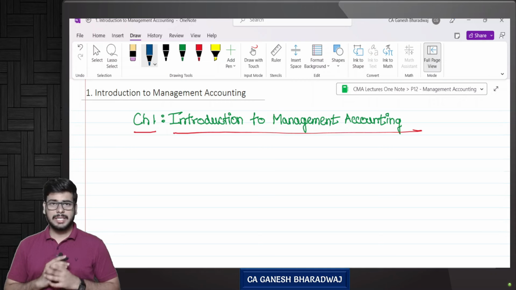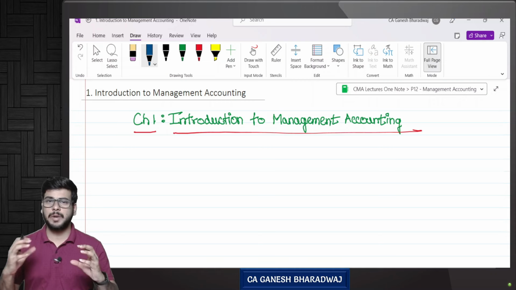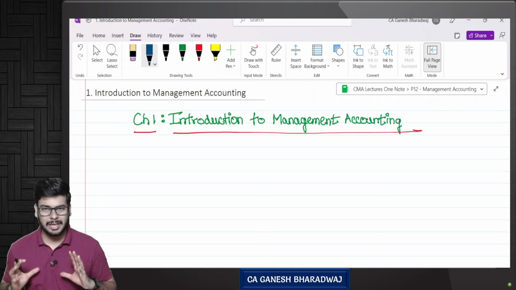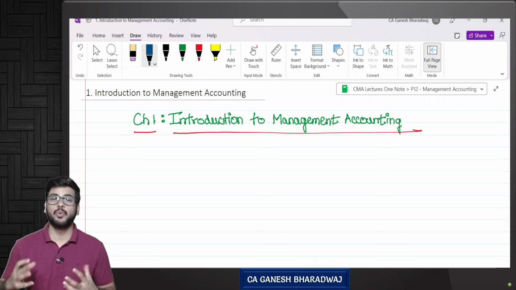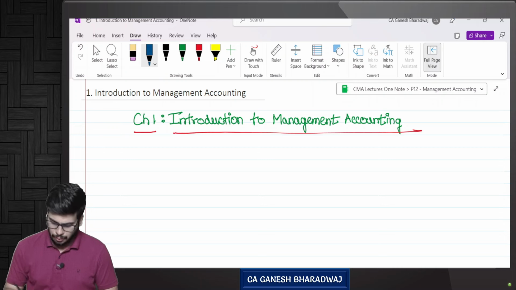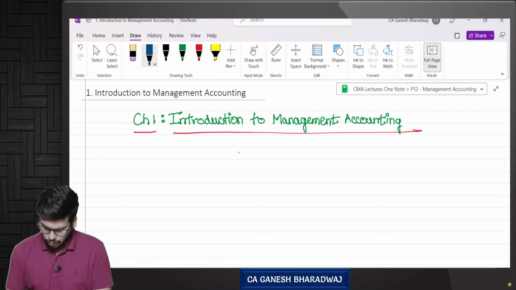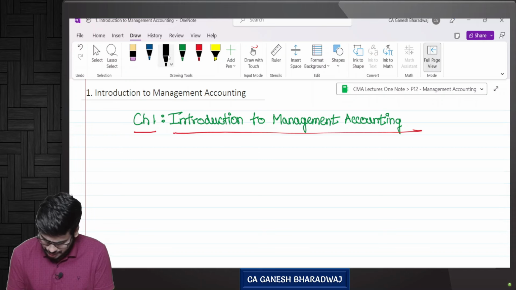Now, what is the name of this subject? Management accounting. So by the word itself, you know that this has something to do with accounting, correct? Now, accounting, let me just broadly classify.